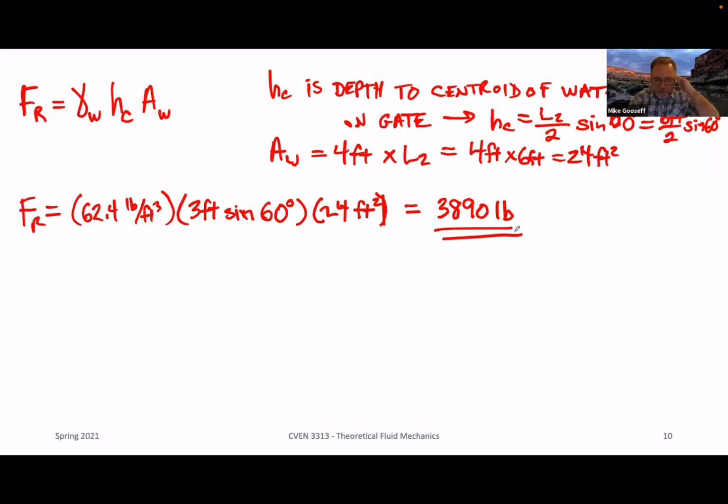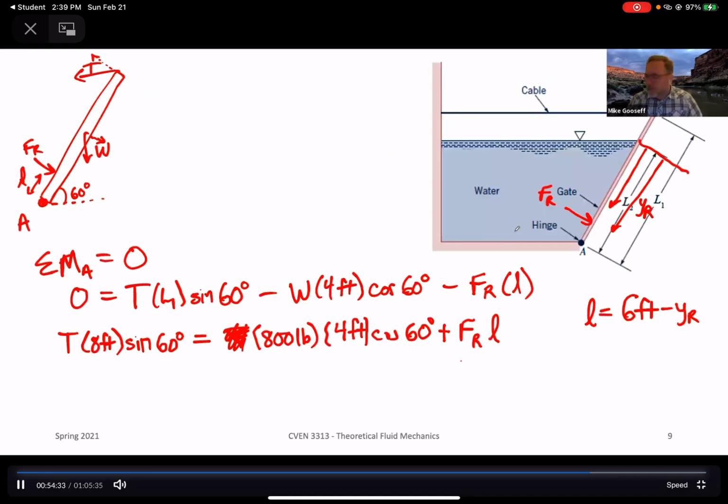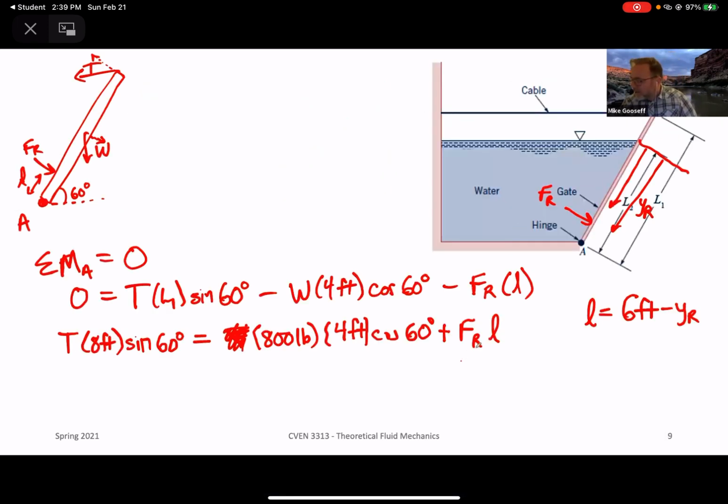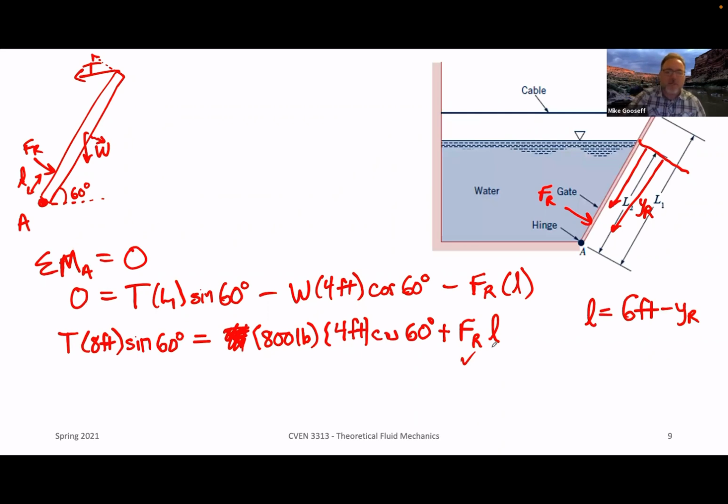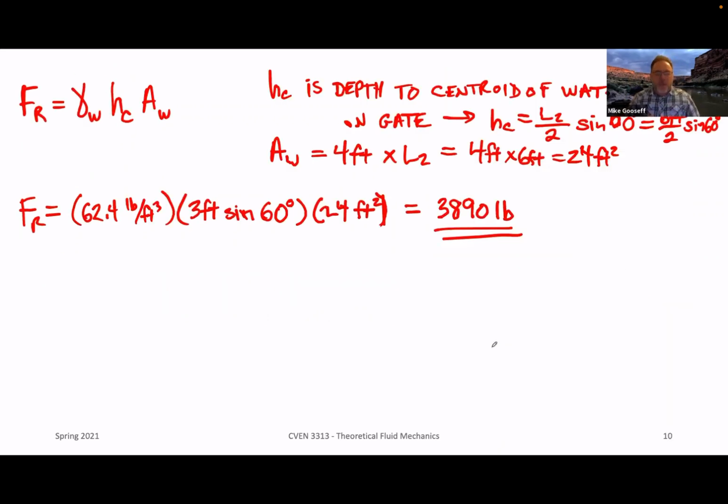All right. So we found F_R, just going back to this previous slide. We found F_R. We now need to figure out little l, so that we can solve for T. So what is lowercase l?